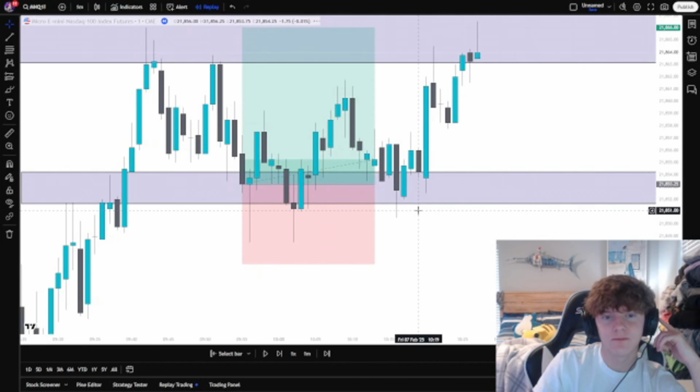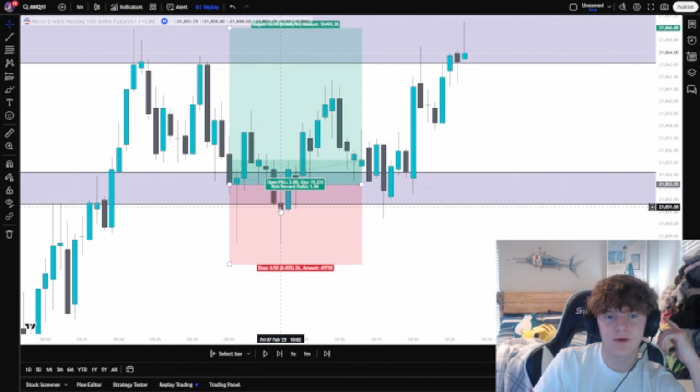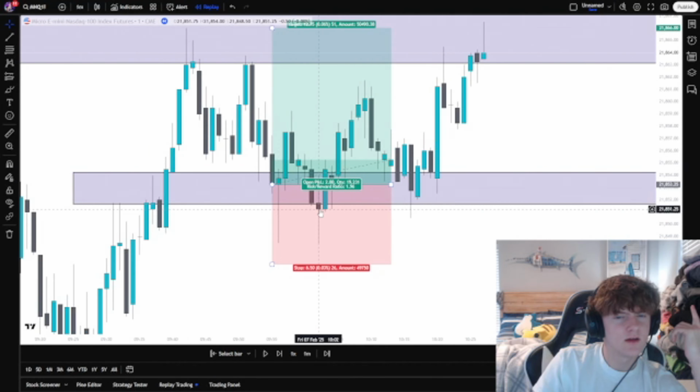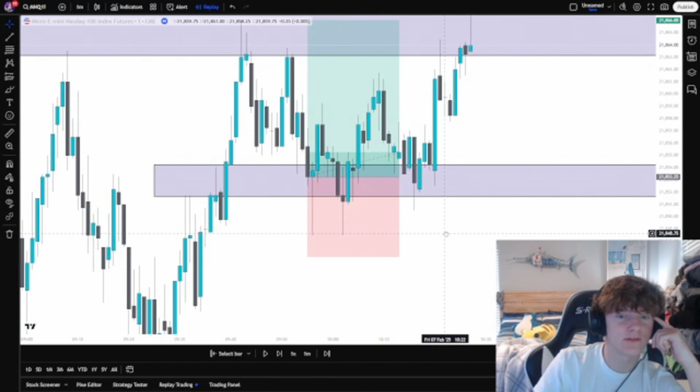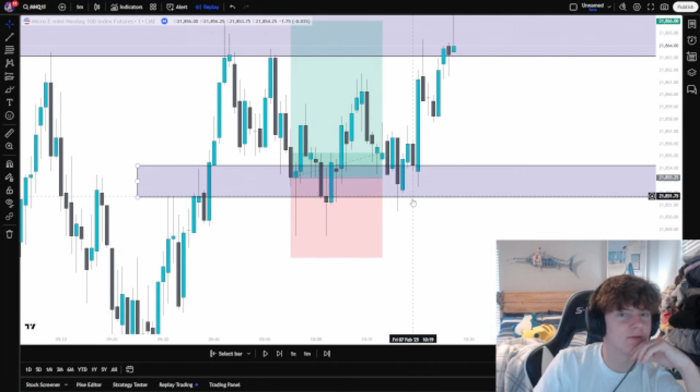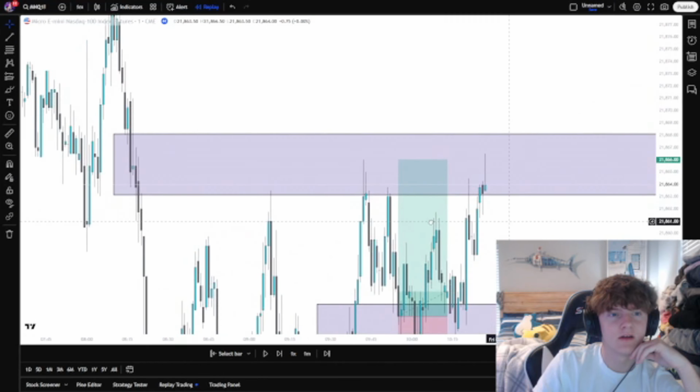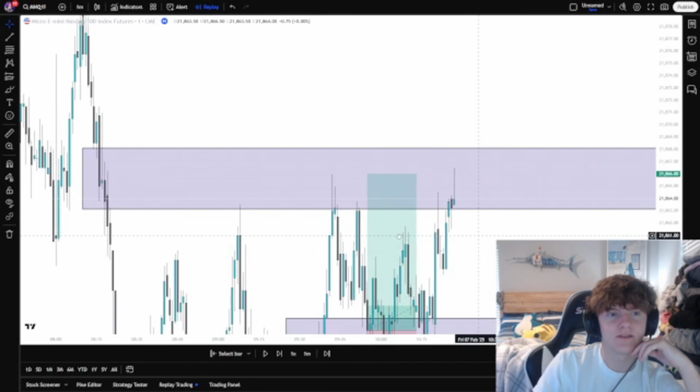Yeah, so we didn't even inverse it. I don't know why it shows right here. But it says we didn't inverse, so that's what was kind of confusing. But it hit our TPs there. I want to see if we take out morning highs here.